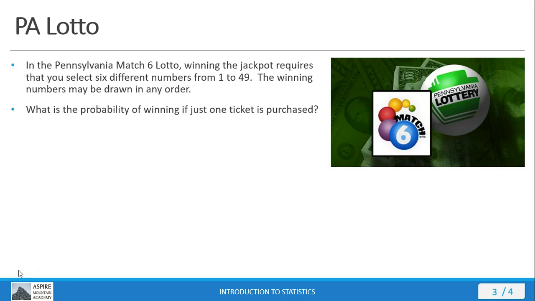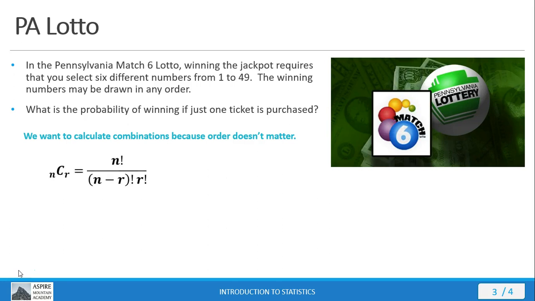Okay, we can do this. Probability is the part over the whole. So the first thing we ask ourselves to calculate the whole is, does the order matter? Here, the order does not matter because the numbers can be drawn in any order. That means we're going to calculate combinations to get our total sample space, the whole part for our probability calculation, because the order doesn't matter.